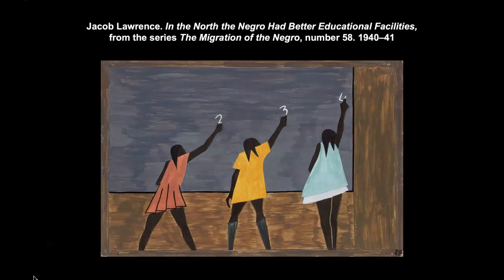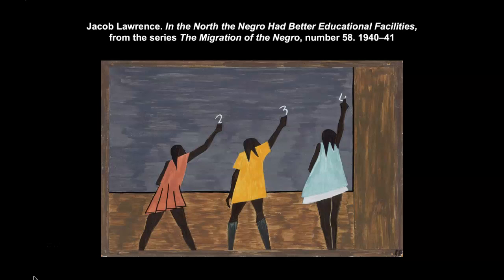This is Jacob Lawrence's "In the North, the Negro had better educational facilities," from the series The Migration of the Negro. He started this series in 1940. It consists of 60 images. Each of his paintings in this series consists of reasons for African Americans migrating north from the South.